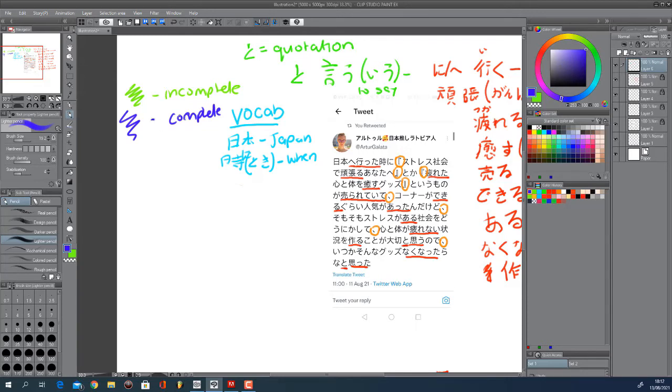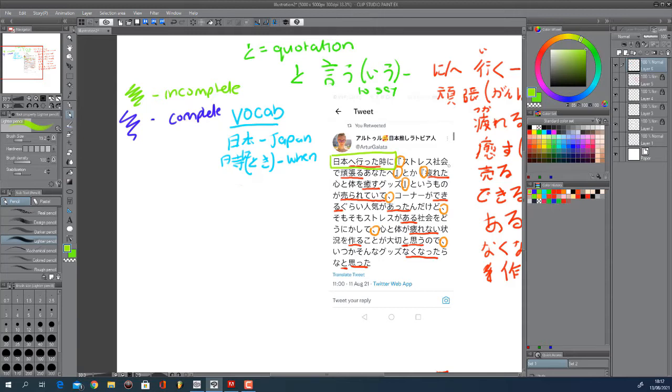Okay. So let's start with this green. So this is an incomplete, so we're going to just highlight that. Next, ストレス会社で頑張るあなたへ. So what we have here is we have ストレス, which means stress.